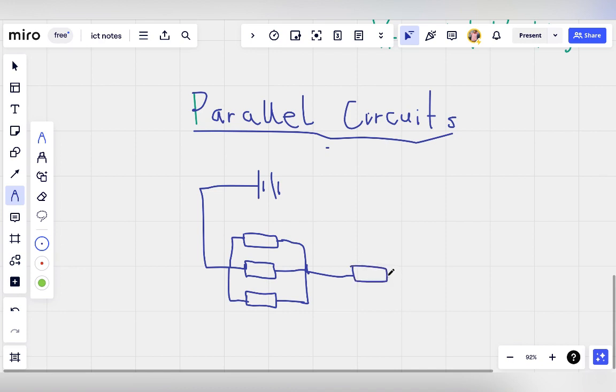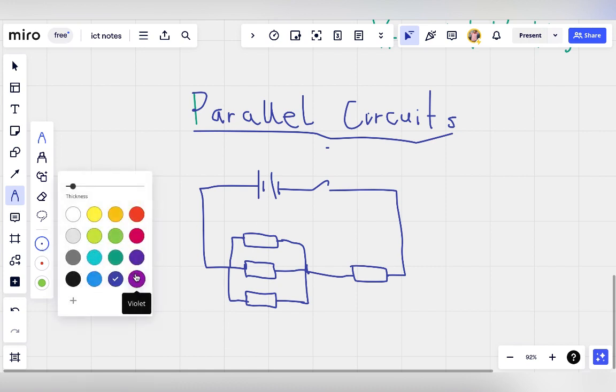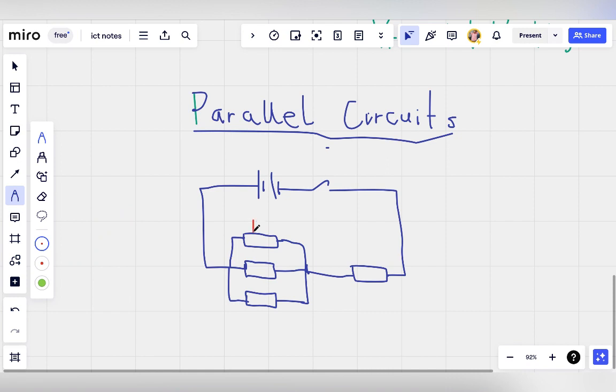And then in series with another resistor, and we have the switch. This is a circuit. Now in this circuit you have a parallel arrangement and you have one in series. Here is R1, here's R2, here's R3, and then maybe this R4. Let's say each one is 2 ohms.